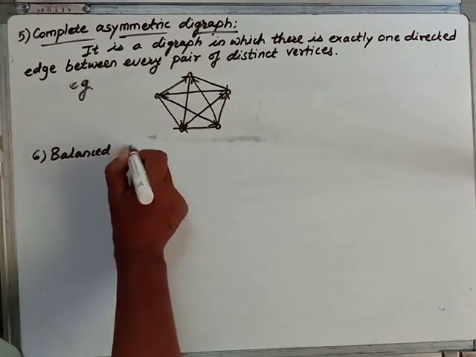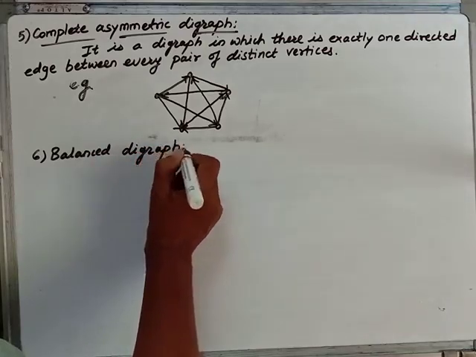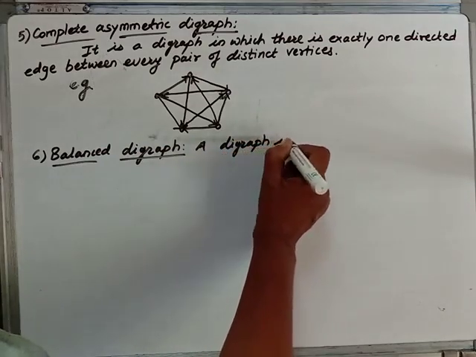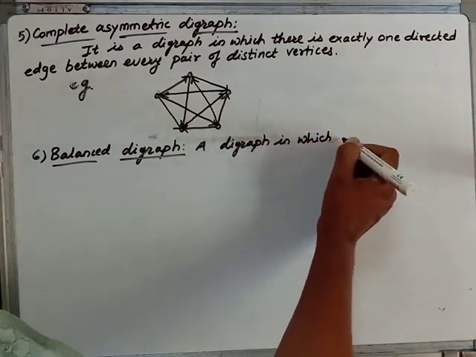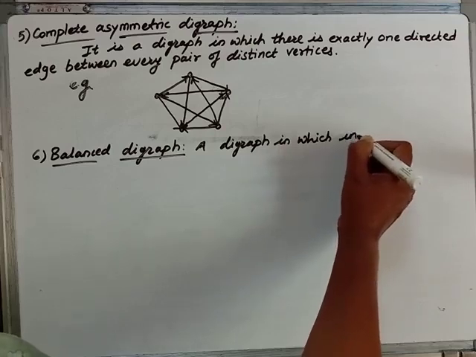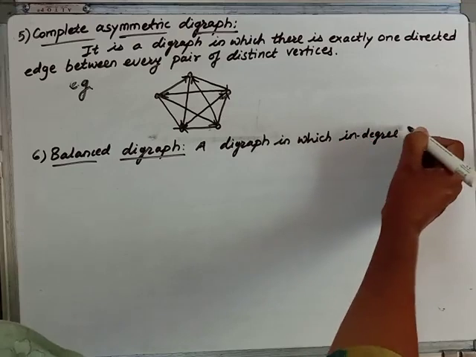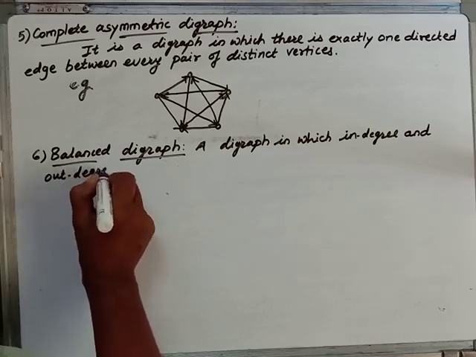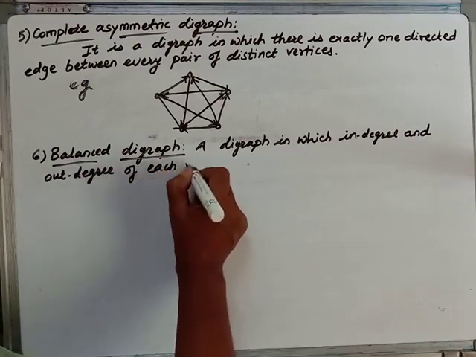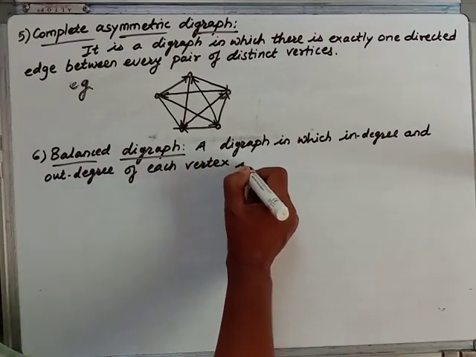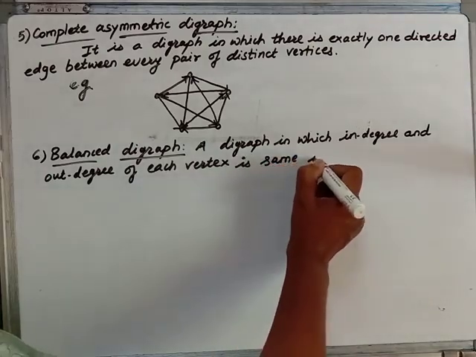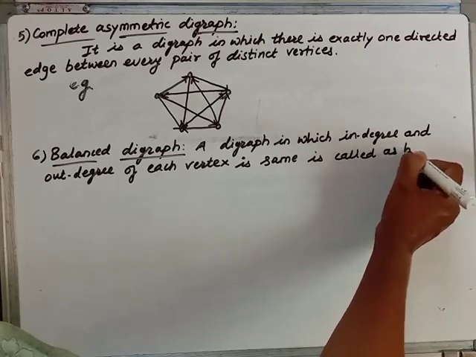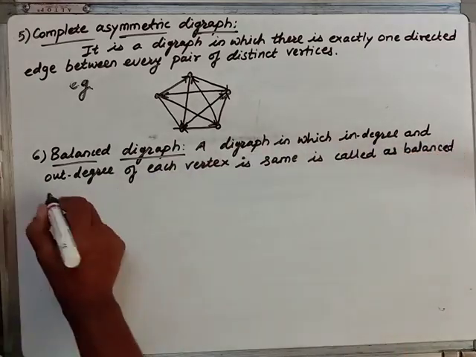Next, balanced digraph. A digraph in which the in degree and out degree of each vertex is the same is called a balanced digraph.